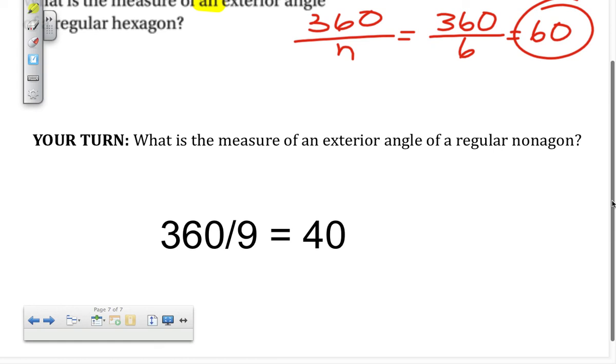Okay? Is the Socrative not working? Oh, it's working.